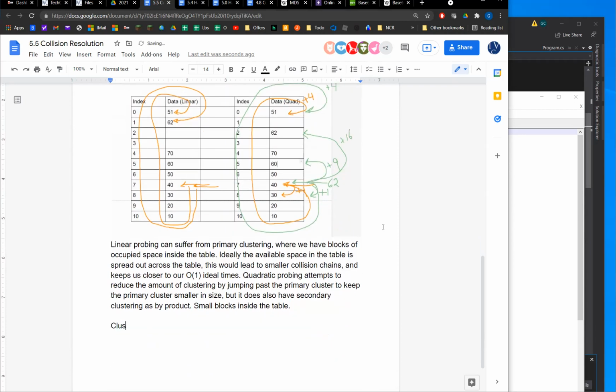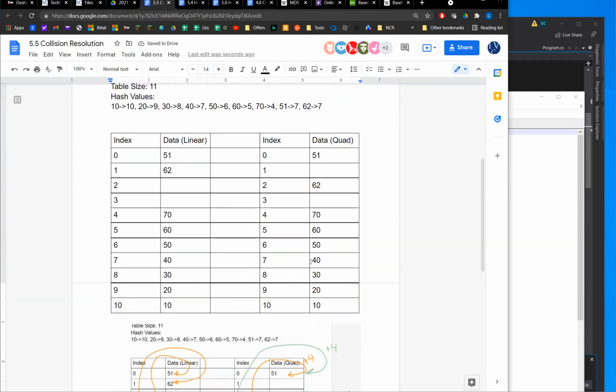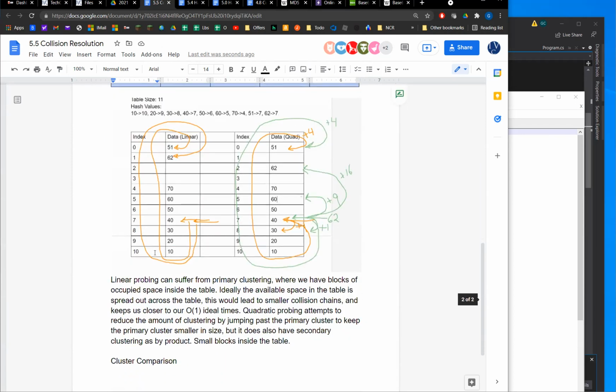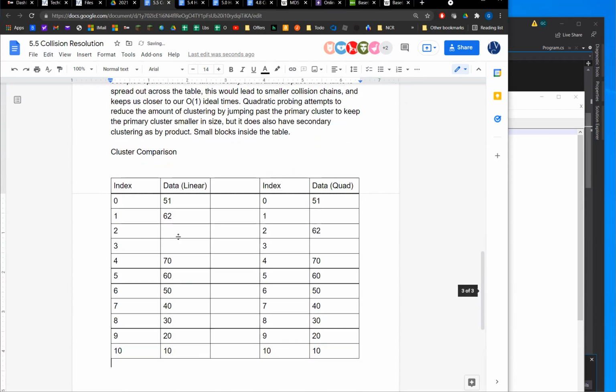All right, so cluster comparison. Let's grab the table. We'll change the data here though. Let's go ahead and do 5, 16, 6, 17, and 27. We'll add some data after that in a second.